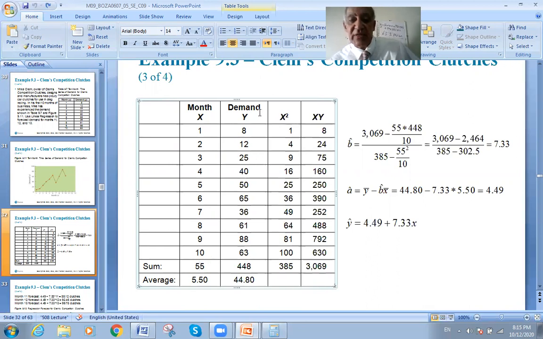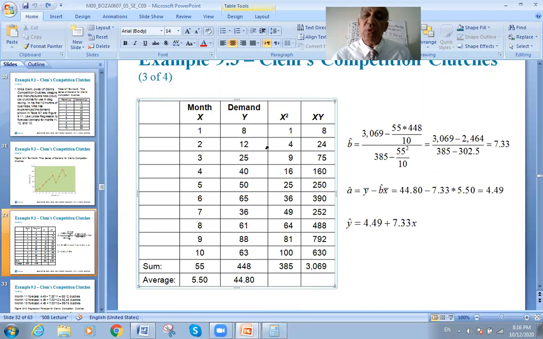And here the demand also, what you will do, 8 plus 12 is 20, 25, 45, and 40, 85, and this 50, 135. Go till the end and add all of them. They will be 448. That's nice.